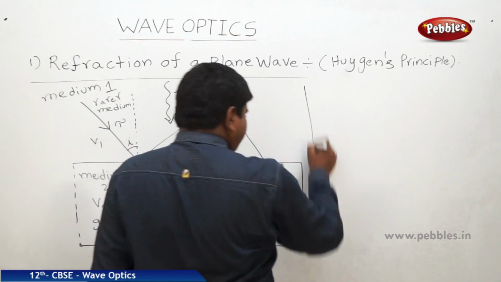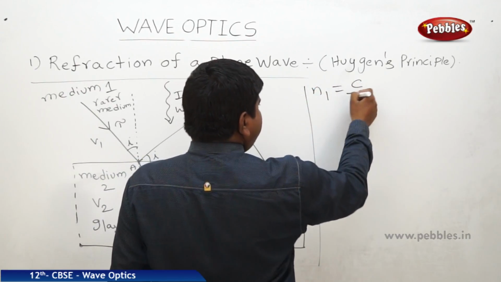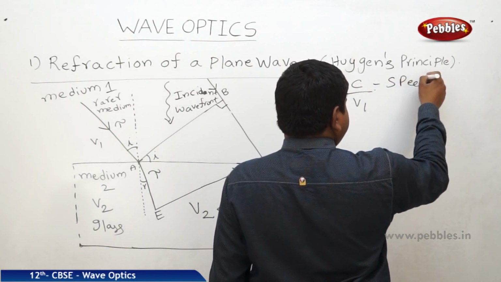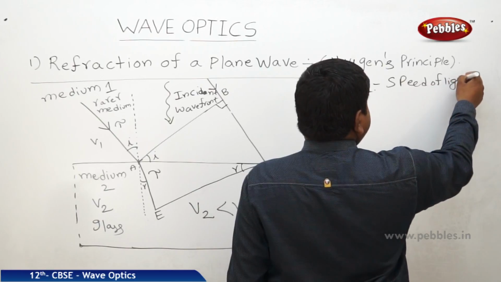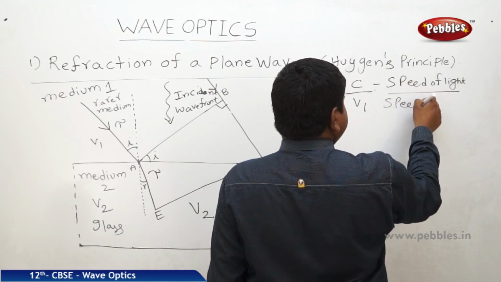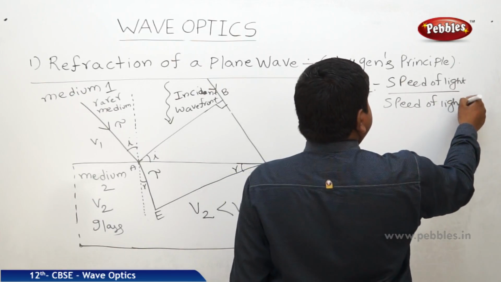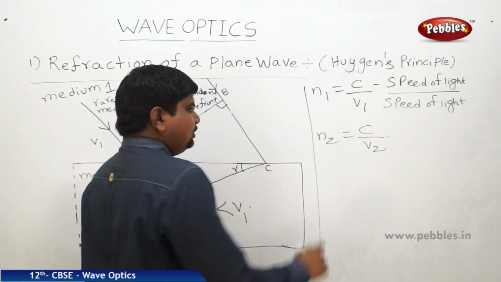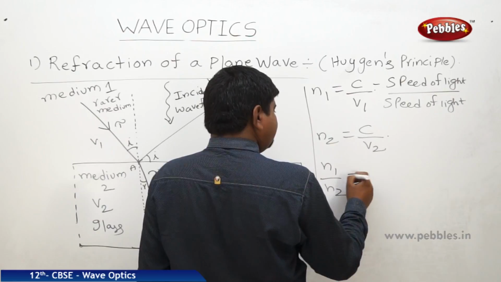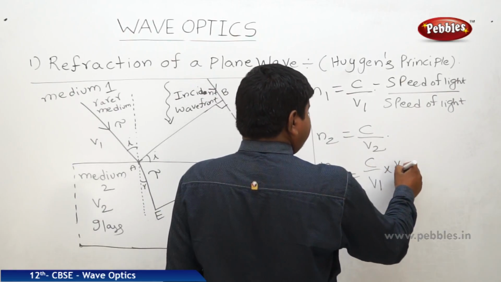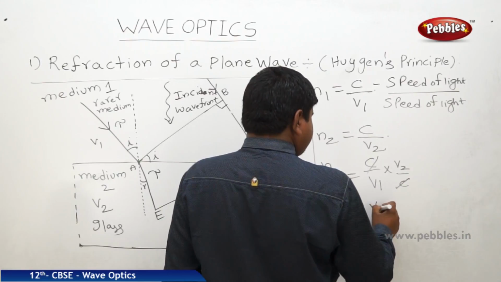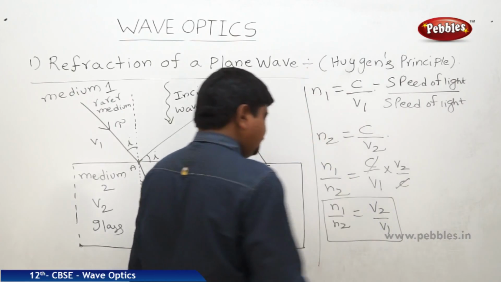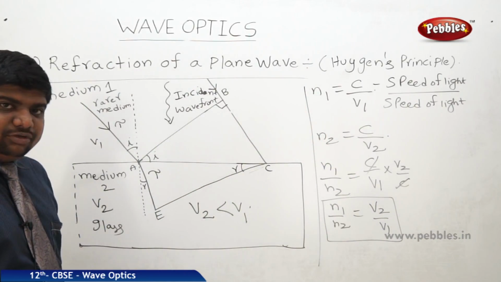And we know that the refractive index of the first medium, n1, is equal to c by v1, where c is the speed of light in air or vacuum, by the speed of light in medium 1. Such like that n2 is also c by v2. From this, what is n1 by n2? c by v1 into v2 by c. c gets cancelled. v2 by v1 is equal to n1 by n2. Relative refractive index n1 by n2 is equal to v2 by v1.